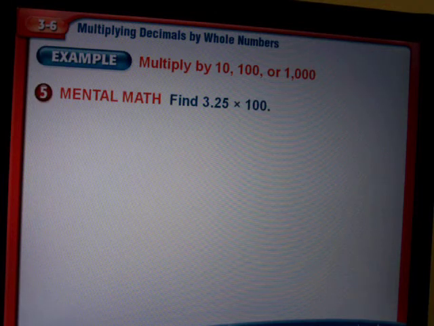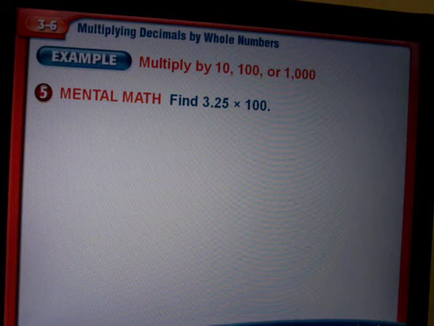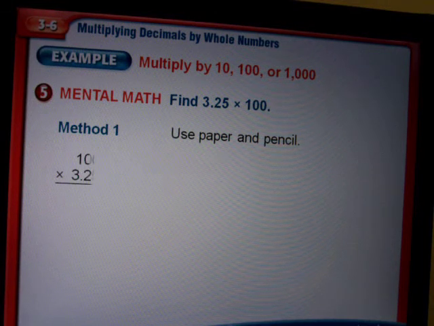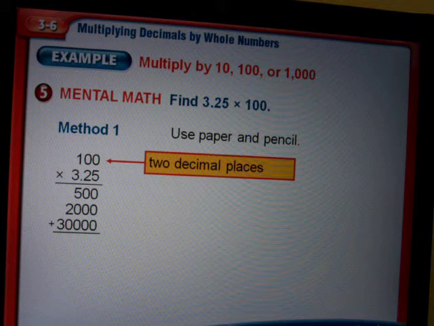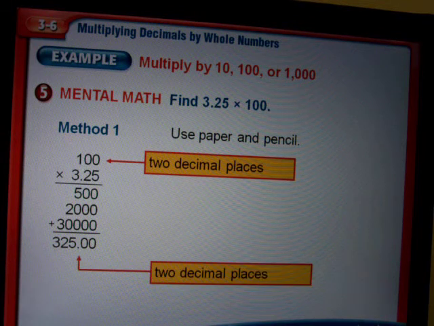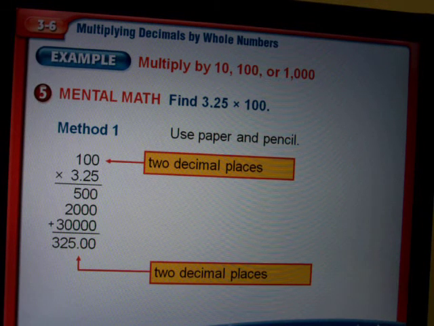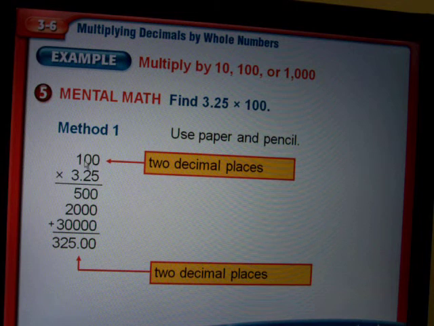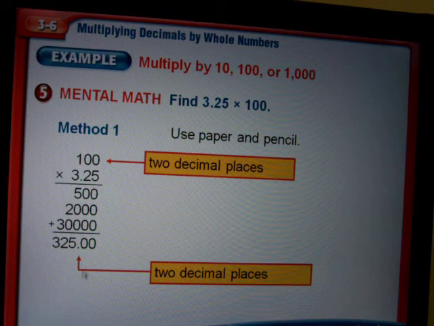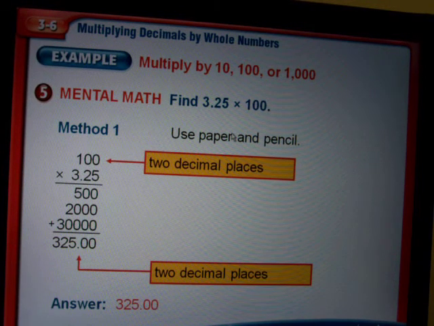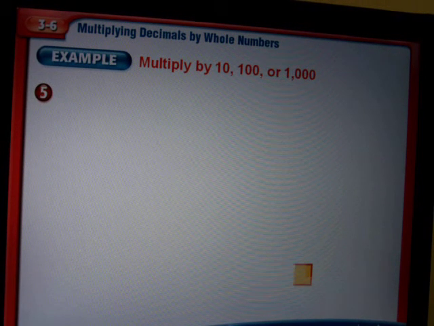So now we're going to use some mental math to find the product of 3 and 25 hundredths times 100. You can use paper and pencil. This is not the way I recommend going about doing this. Oh my goodness, so much work. Because look where you end up. You've got 2 zeros here and 2 zeros on the end. The decimal place moved over 1, 2 to the right. 2 zeros, move the decimal place over 2 places to the right, you get the same answer. So the answer is still 325.